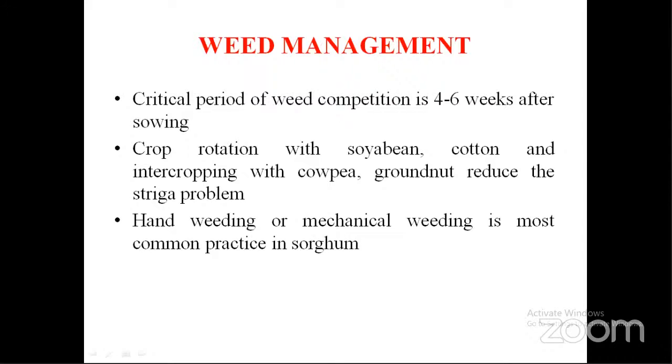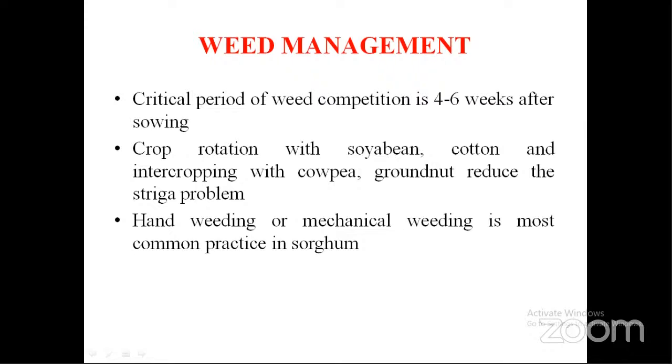Weed management: the critical period of weed competition is 4 to 6 weeks after sowing. We should keep the field weed free up to that period. Even crop rotation with crops like soybean and cotton, or intercropping with cowpea and groundnut, will reduce the striga problem. Striga asiatica is a parasite on sorghum. If we rotate with soybean or cotton, these crops act as trap crops.